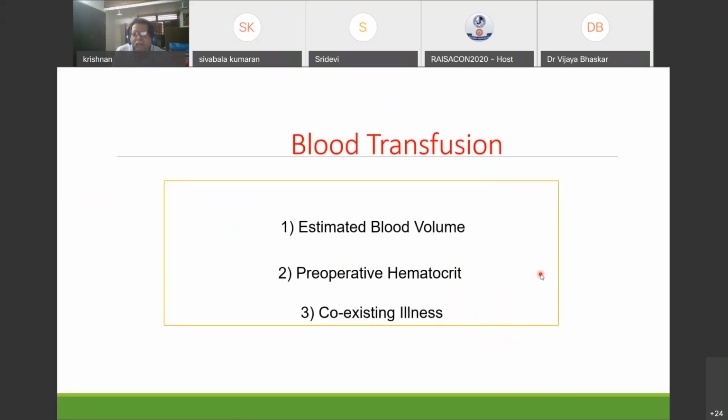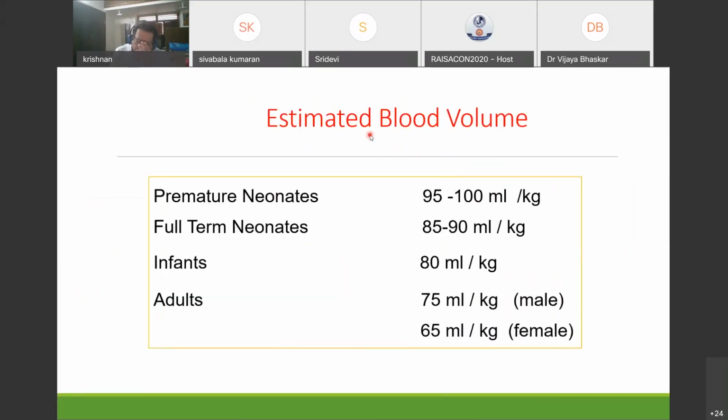Okay? So now we'll go through each step. The first thing that you do is calculate the estimated blood volume depending upon the age of your patient. If it is a preterm, it is 95 to 100 ml per kg. If it is a term neonate, it is 90 ml per kg. If it is an infant, it is 80 ml per kg. If it is an adult, it is between 65 to 75 depending upon the sex of the patient. So we are more worried about this group, okay?